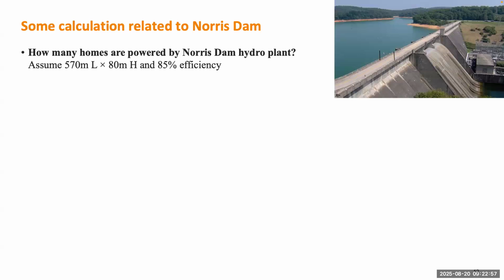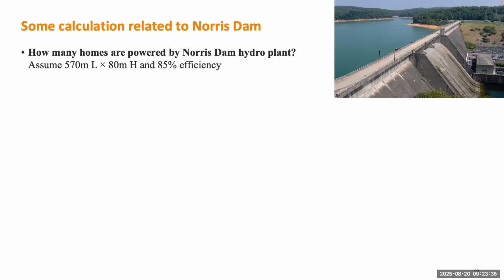Let's use NORSTEM as a simple example to do some quick calculation. This is not going to be tested by any homework or exam. It just gives you some idea. We can really get a lot of information by looking only at this picture. From this picture, I can roughly estimate the length of the entire dam is about 500 to 600 meters. Let's just put 570 meters, that's the dimension I can find online. The height is about 80 meters if you can fully utilize the entire height.